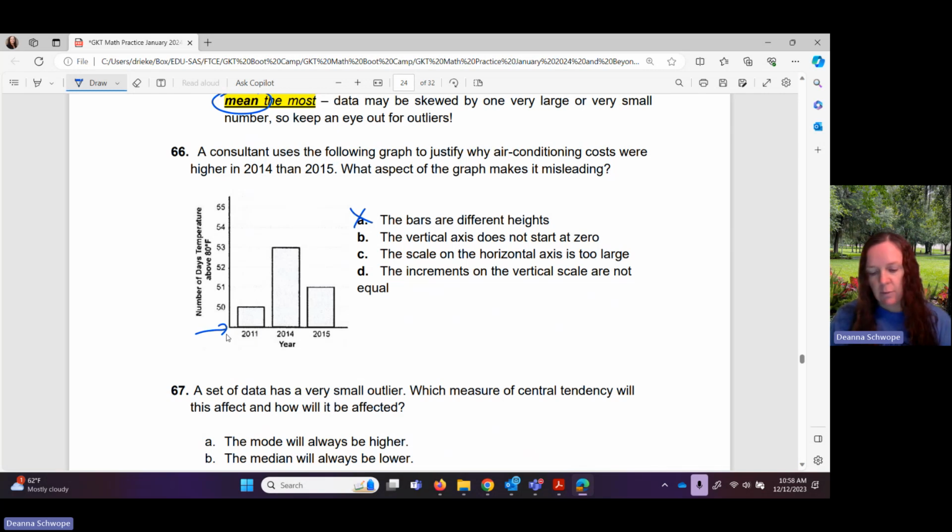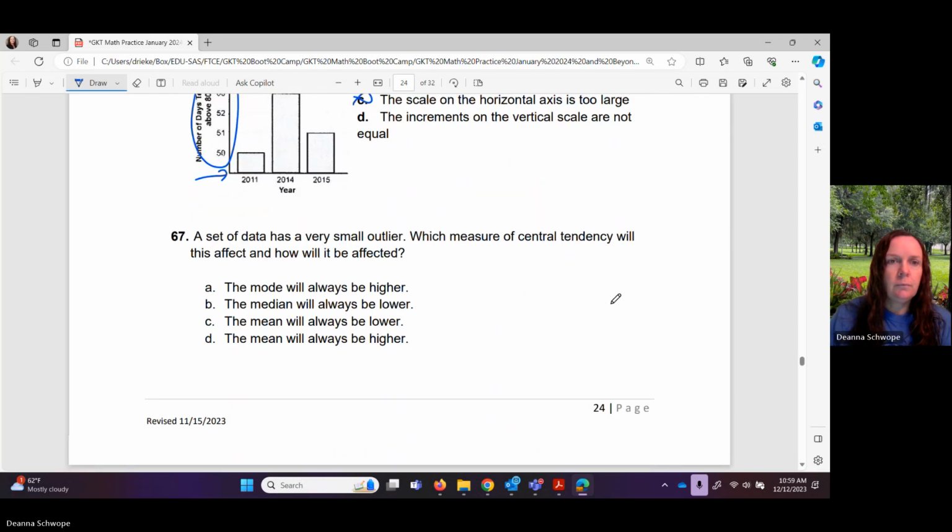That's interesting. Let's look at the other ones just to see. The scale on the horizontal axis is too low or too large. It's dates. That's not really a scale. And the increments in the vertical axis are not equal. Untrue. So the answer is B. It does not start at 0. Notice it goes straight to 50, 51, 52, 53. So it doesn't start at 0, so that makes it misleading.